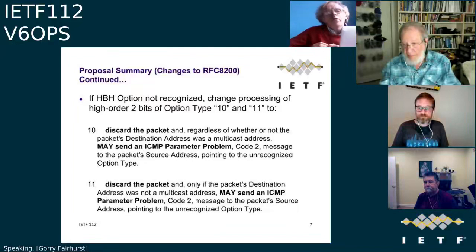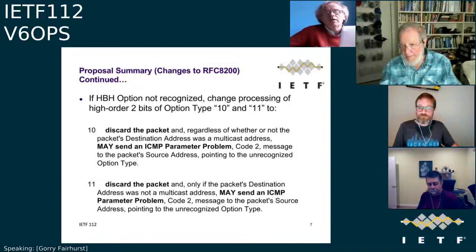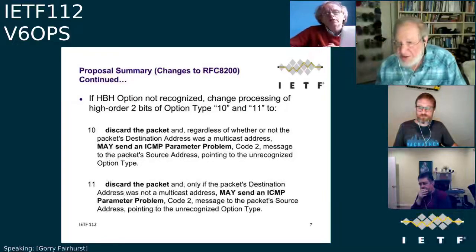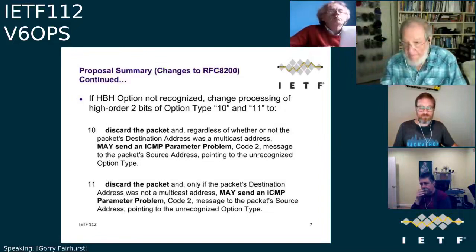So if we follow these rules, you discard the packet regardless of whether or not the destination address was a multicast address for type 10, and you can send the ICMP parameter problem. Maybe smart router vendors will send one and then will not send more. There are ways, but you don't have to, it's a may. And similarly, 11 was changed as well to discard packet and may send an ICMP parameter problem. So changes to the 8200 spec and the real words are in the draft.